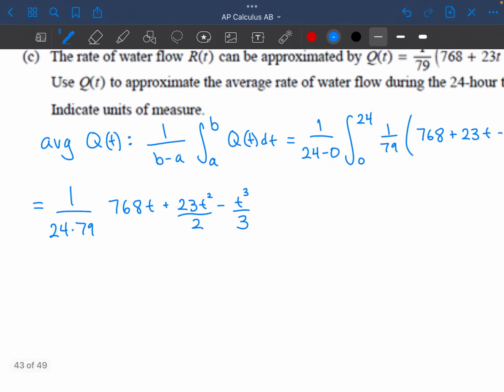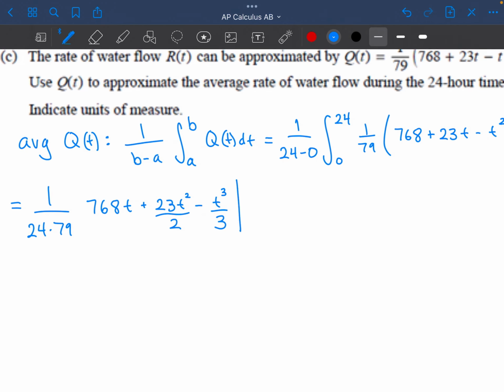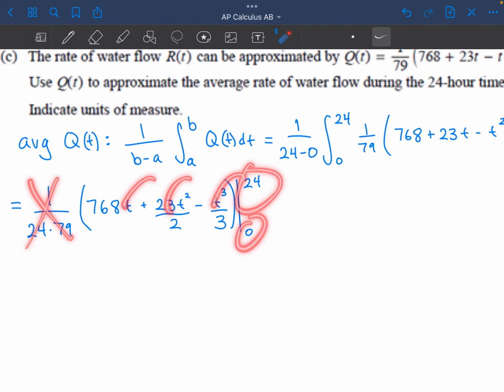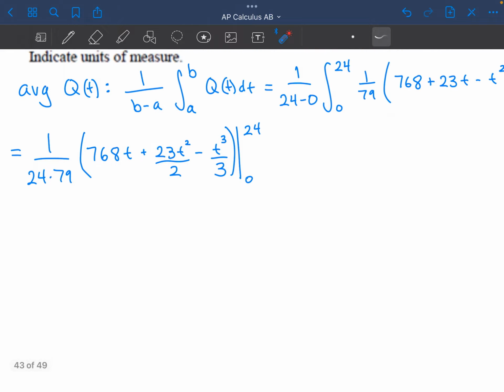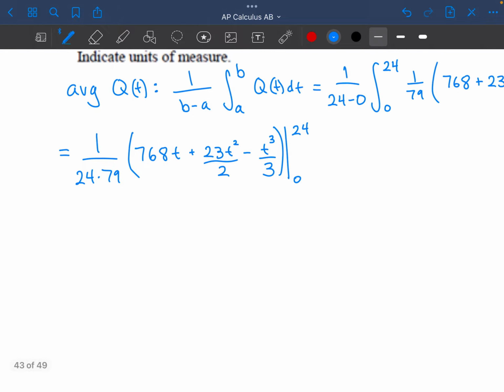All right, that wasn't that bad, but we do have to do an evaluation bar between 0 and 24. One thing to keep in mind is this constant term over here, I'm totally factoring that out. I'm not doing that over and over again. I'm really only doing this definite integral, plugging 24 and 0 into these, and I'm not doing that until the very end because there is too much work. So I'm going to leave this 24 times 79, and that's as much as I'm going to do for now.